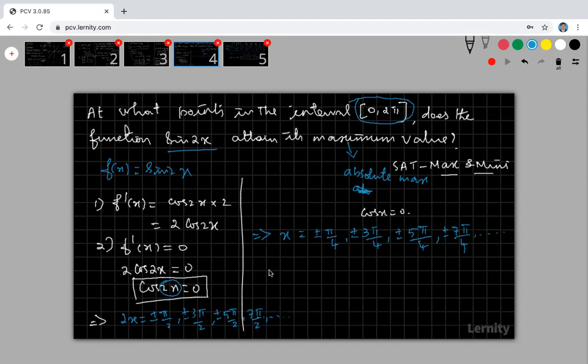Okay? But what is given? Look at that. What is the interval given? Your x belongs to the interval 0 to 2 pi. Which implies my x is equal to only plus pi by 4, which belongs to this interval, plus 3 pi by 4, which belongs to this interval.